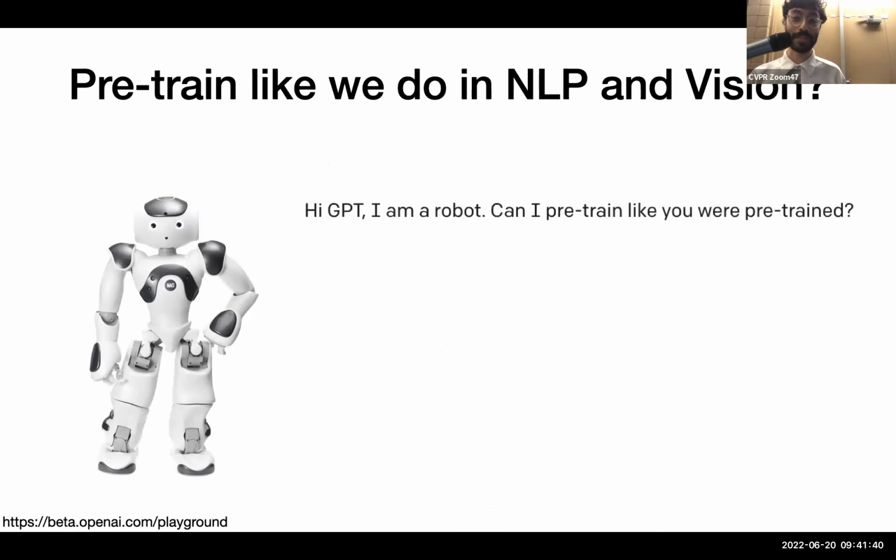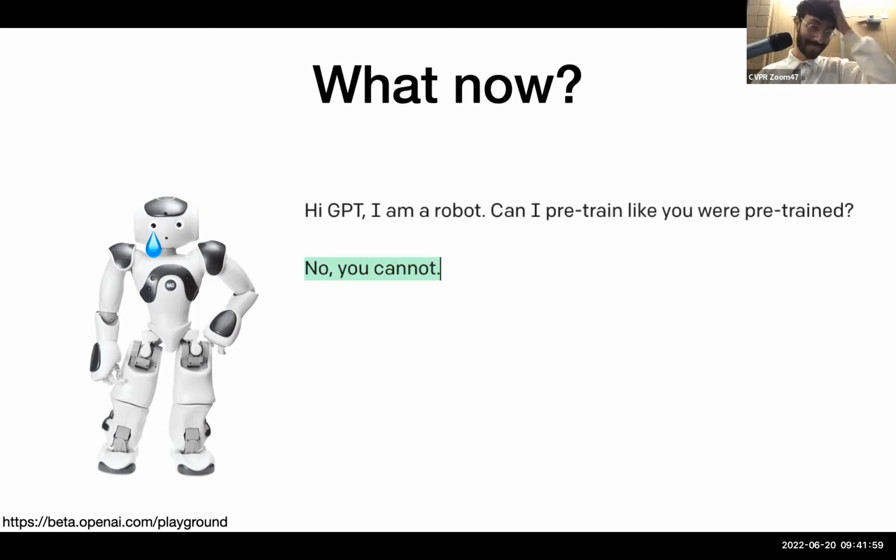Okay, but let's ask GPT, can I pre-train the way that you were pre-trained? Any guesses on what GPT is gonna say? Okay, GPT says no, you cannot, pretty definitively. So the robot's pretty sad here. So what do we do now? Do we give up?